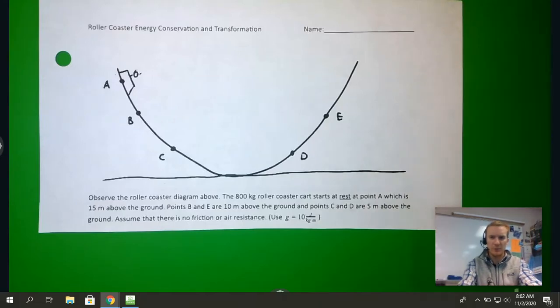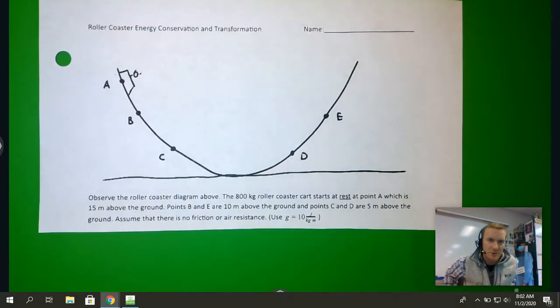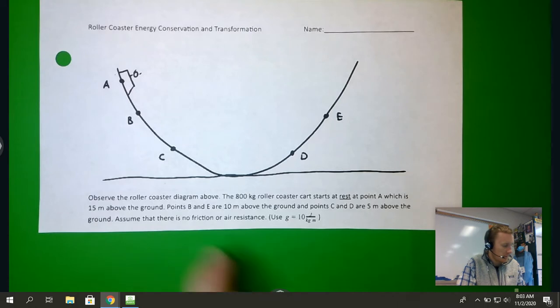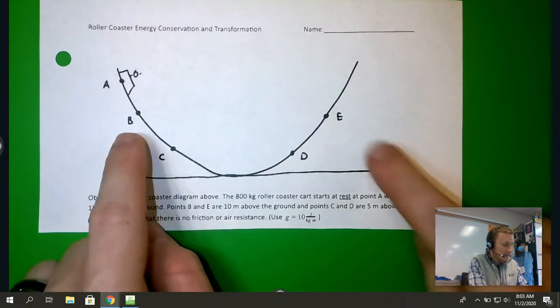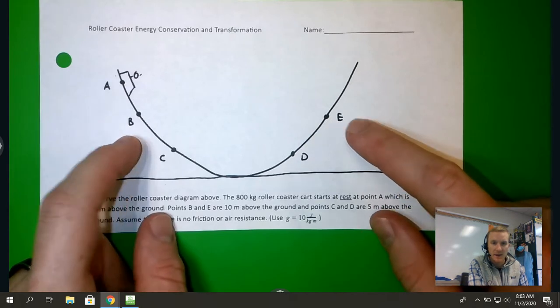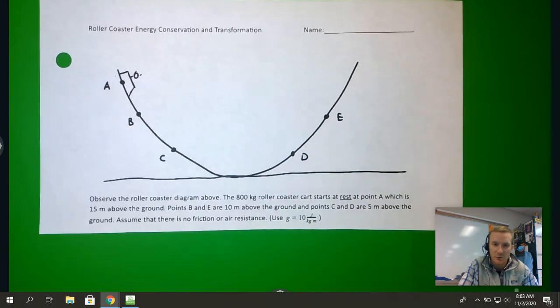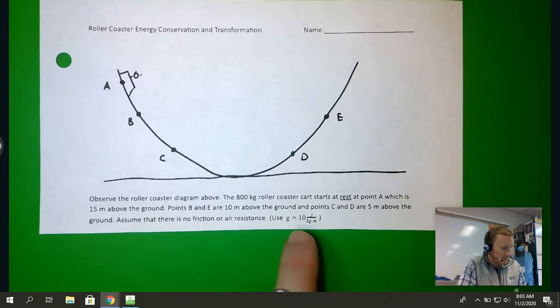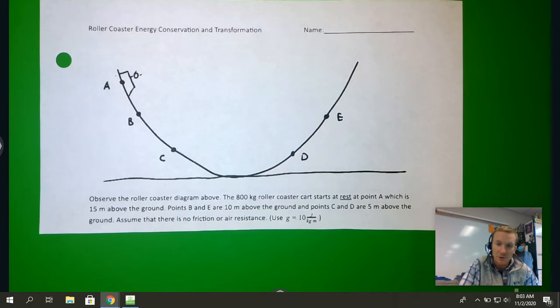All right, folks, so we are going to review the roller coaster energy conservation and transformation practice problems today. Here we have a roller coaster diagram. We know that the 800 kilogram roller coaster starts at rest at point A, which is 15 meters above the ground. Points B and E are 10 meters above the ground, and then points C and D are 5 meters above the ground. We want to assume that there is no friction or air resistance, and we're going to use our trusty 10 joules per kilogram meter as our G unit.